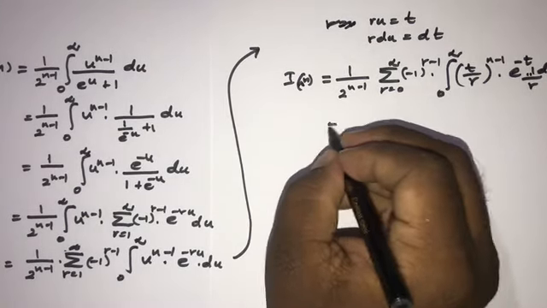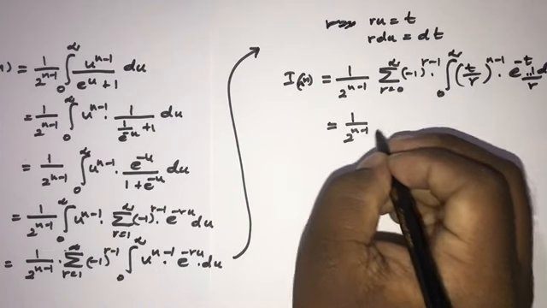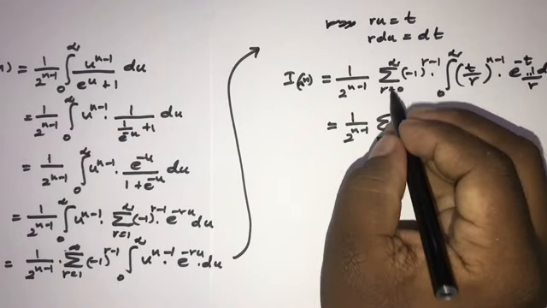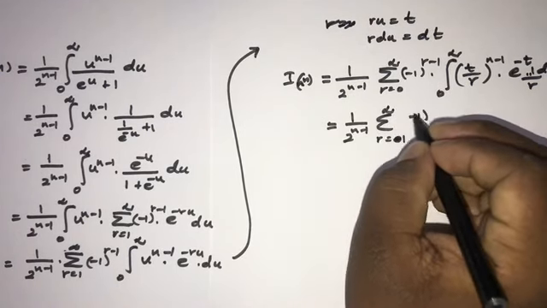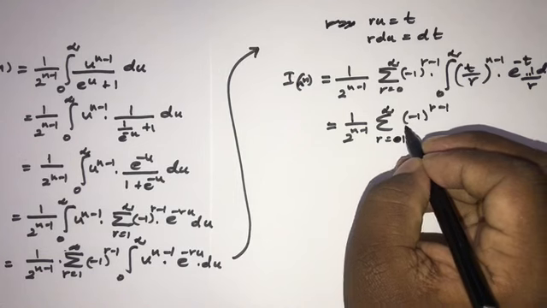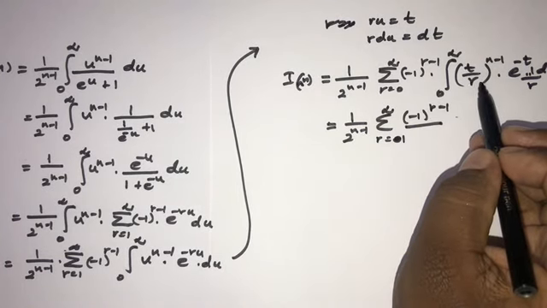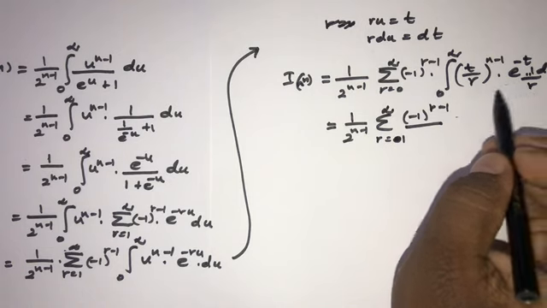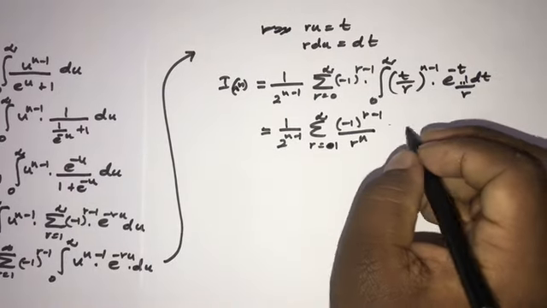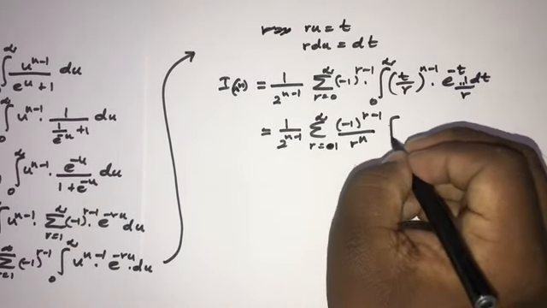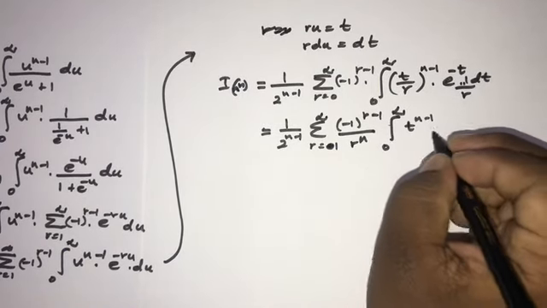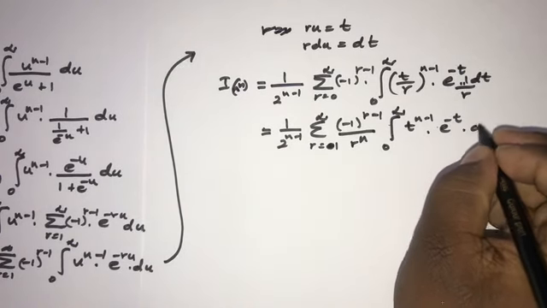So then we can write 1 over 2 to the n minus 1, the infinite sum r equal 1 to infinity of minus 1 to the r minus 1 over r to the n minus 1 power times r, so r to the n power, and then the integral from 0 to infinity of t to the n minus 1 e to the minus t dt.